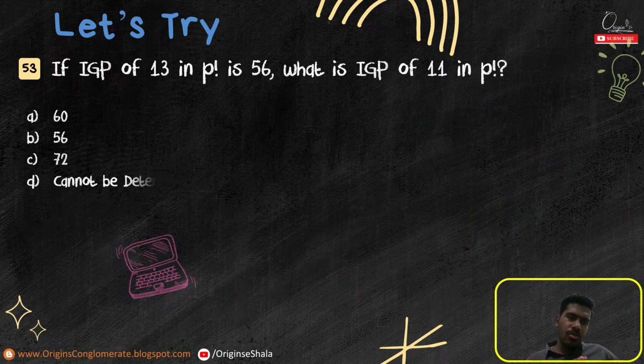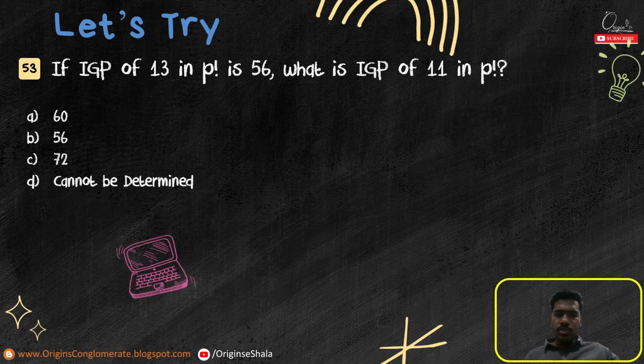Here, the nature of the question has been tweaked slightly. Again the starting phrase is the same: in p factorial, IGP of 13 is 56. But we are not interested in finding how many values p can have. What we are interested in is, for this same number p factorial, what is the IGP of 11? What is the greatest power? And mind well, though I have written IGP here, IGP itself means the greatest power. Keep that in mind while you try to solve it.